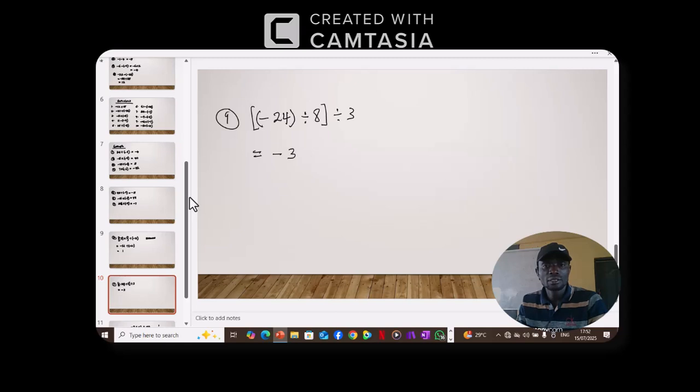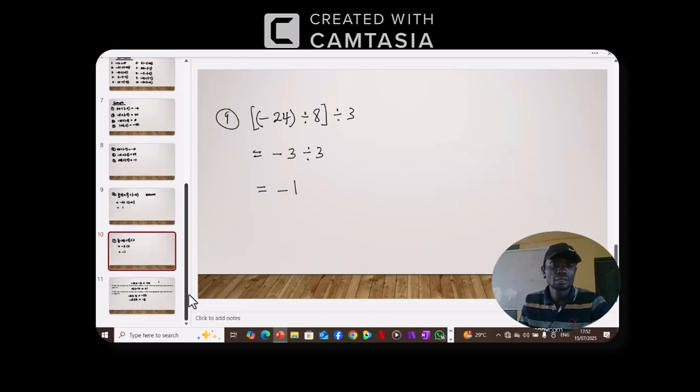Then this division, divided by 3. What would the answer be? 3 divided by 3 is 1, but minus divided by plus will be minus 1. The answer will be minus 1. Why is it minus 1? Because it is negative divided by positive, the answer will be negative.